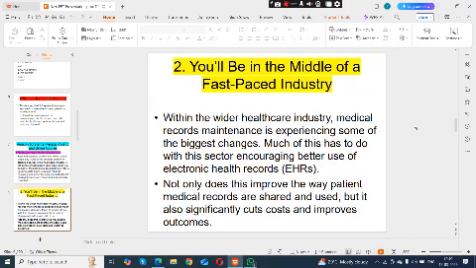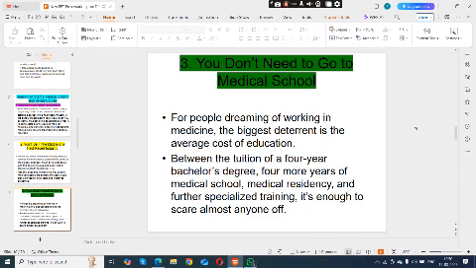At the same time, if you have an EHR, electronic health records, it is very beneficial for everybody. Not only does this improve the way patient medical records are shared and used in various aspects, but it also cuts costs and improves the outcomes.